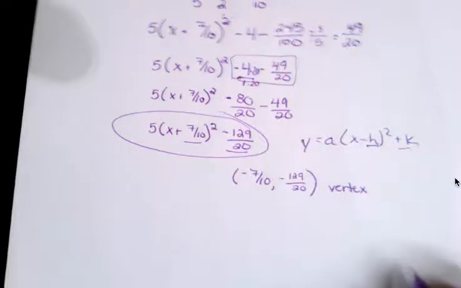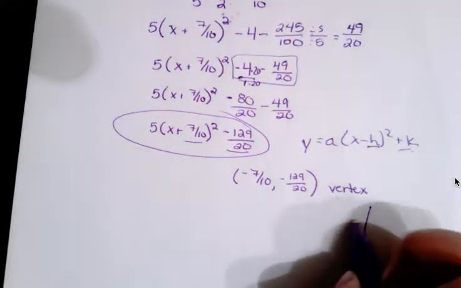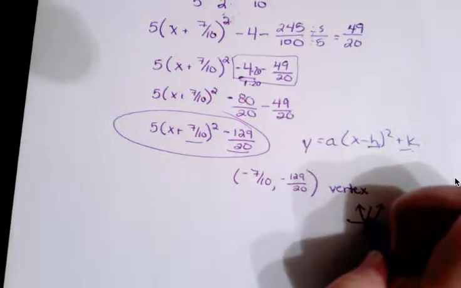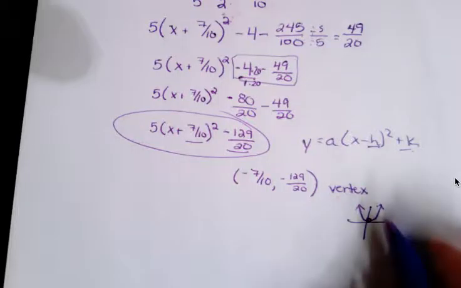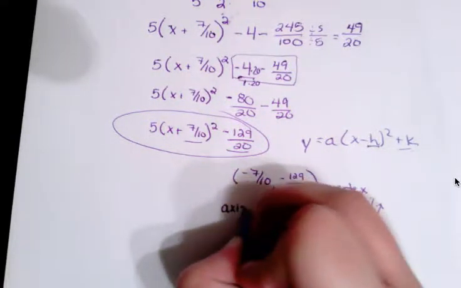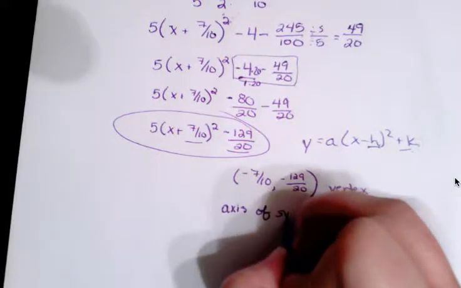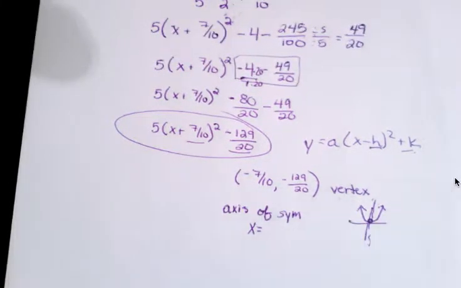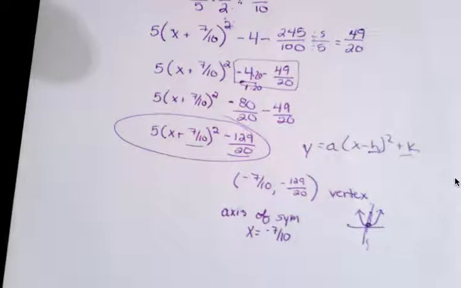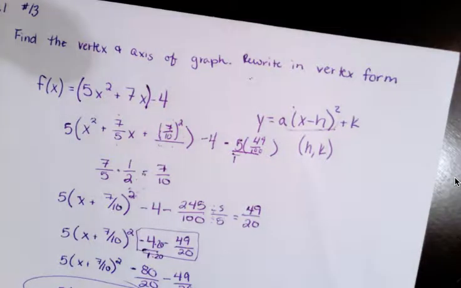Then my axis of symmetry, if you think about a quadratic, it makes a parabola. Here's our vertex. Our axis of symmetry goes straight through that vertex. So my axis of symmetry will just be whatever my x value of my vertex is. So it'll be x equals negative 7/10. And that is how you do number 13 under section 2.1.